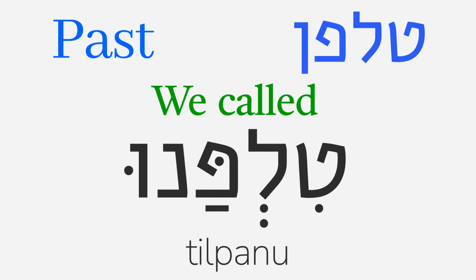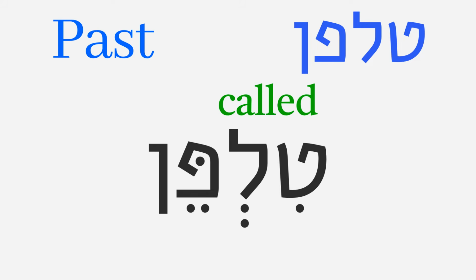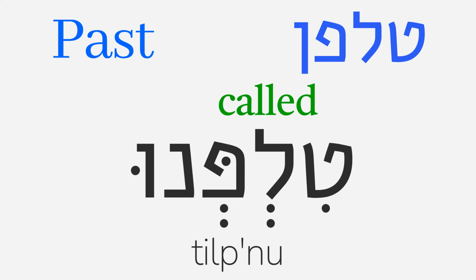Tilpanu, we called. To make the she and they forms of the past tense, we take tilpen once again, and this time shorten the tsere to a schwa. Adding a, we get tilpana, she called, and adding u, we get tilpanu, they called.